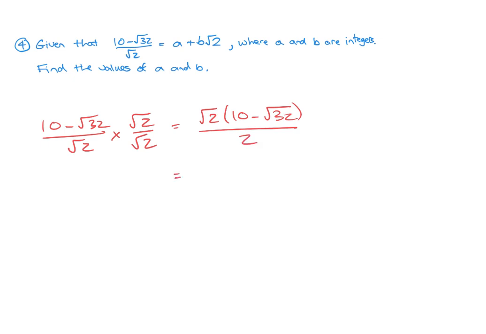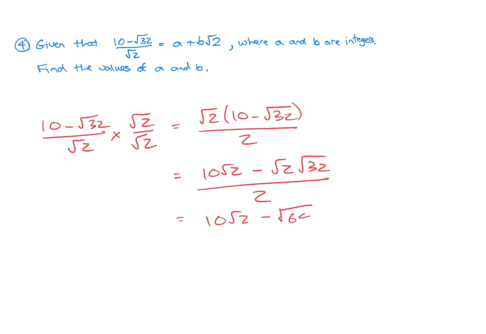And what do I have from here? Well, I will have 10 root 2 minus root 2 multiplied by root 32, all over 2. So I've expanded the top. That's going to give me 10 root 2 minus, so I have two roots, I can multiply the two terms together, so that's going to be minus the root of 2 times 32, which is 64, all over 2. That's going to give me 10 root 2 minus the root of 64, which is 8, all of that divided by 2.